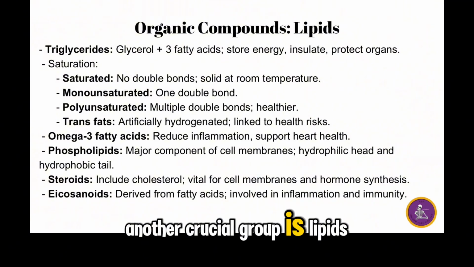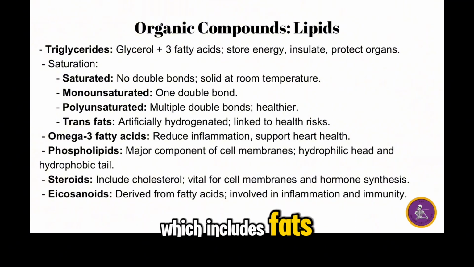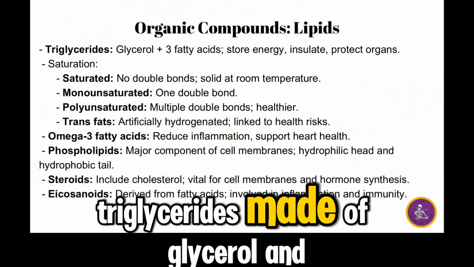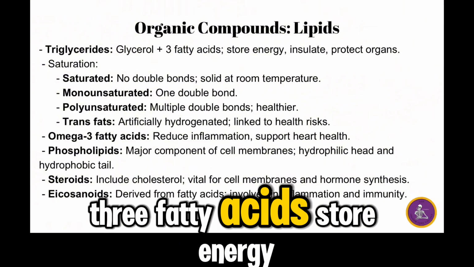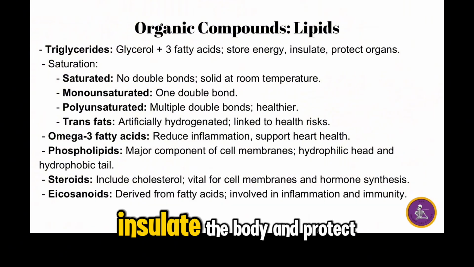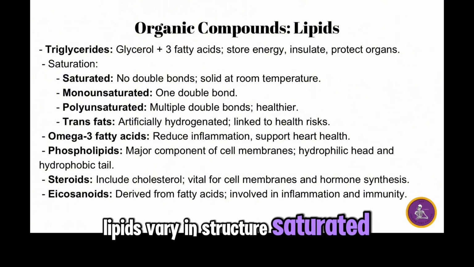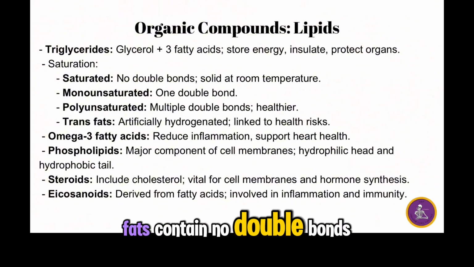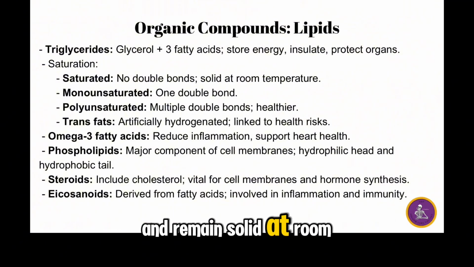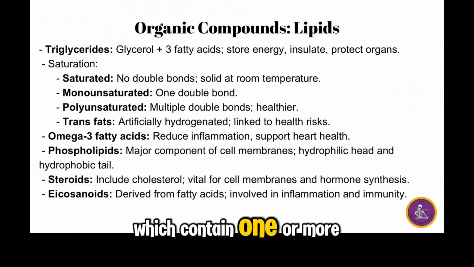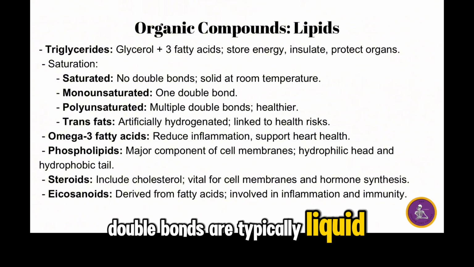Another crucial group is lipids, which includes fats, phospholipids, and steroids. Triglycerides, made of glycerol and 3 fatty acids, store energy, insulate the body, and protect organs. Lipids vary in structure. Saturated fats contain no double bonds and remain solid at room temperature, whereas unsaturated fats, which contain one or more double bonds, are typically liquid.